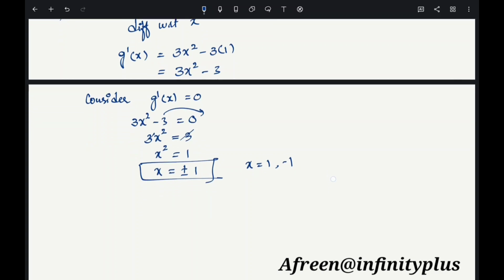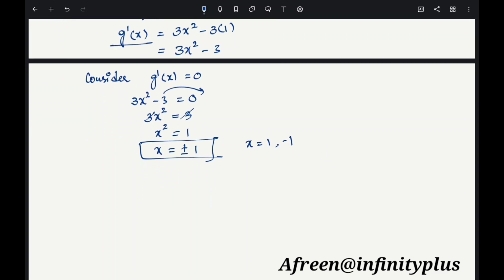Let's find g double dash of x. Now you are having g dash of x here. G double dash of x we will get, differentiate it again one more time. You will get 3 will be as it is. Differentiation of x square is 2x, minus 3 differentiation is 0. So you will get 6x. Now you have to substitute these critical points in g double dash of x.